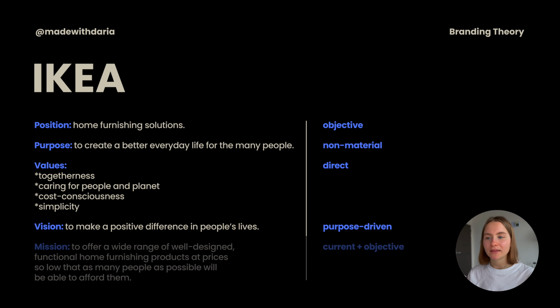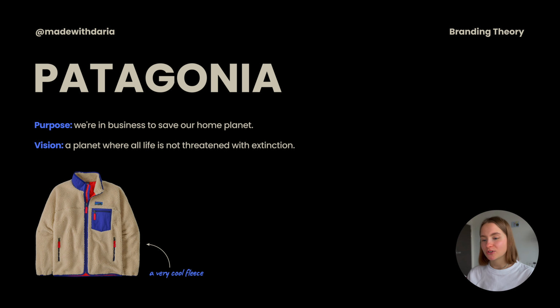That's why I decided to add another example here, Patagonia, a brand of outdoor clothing and gear, which has a better distinction between their purpose and the vision. Patagonia exists to save our home planet. That's their purpose. Their audacious vision is the Earth, the planet, where all life is not threatened with extinction.